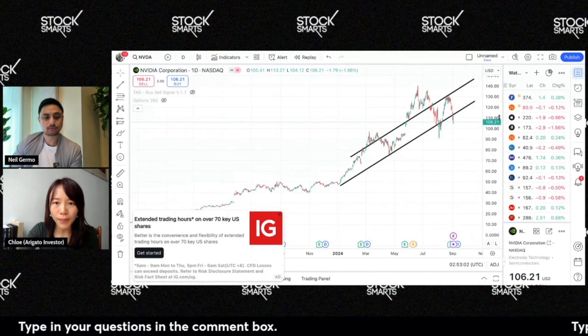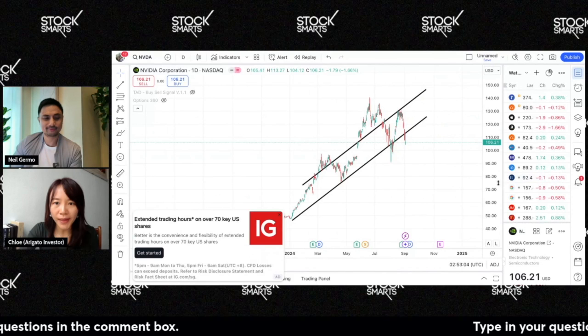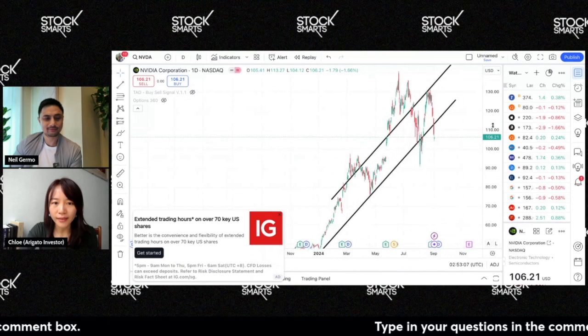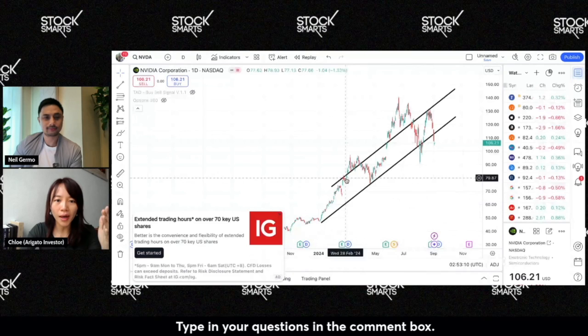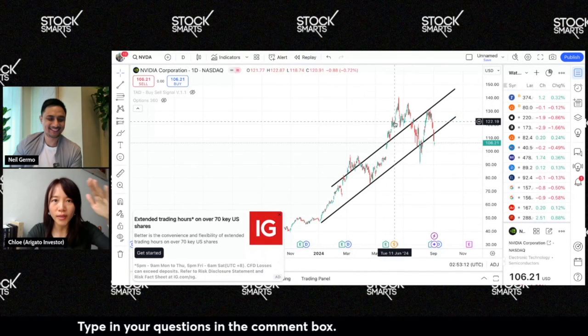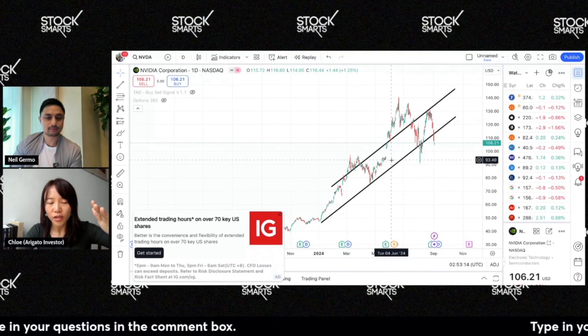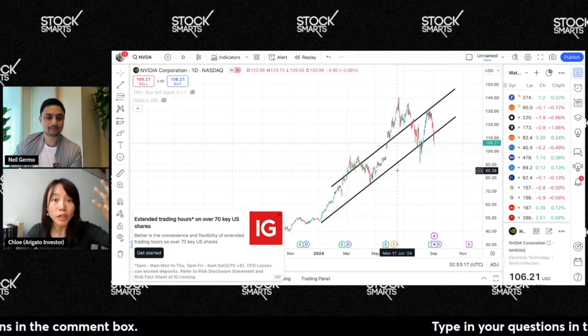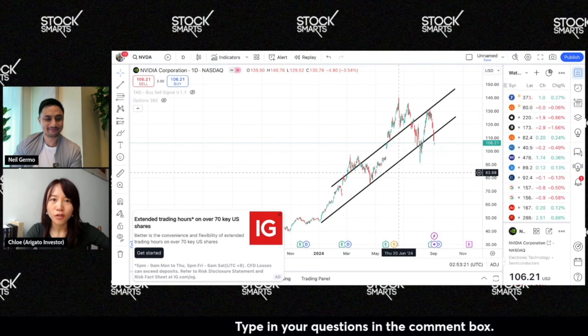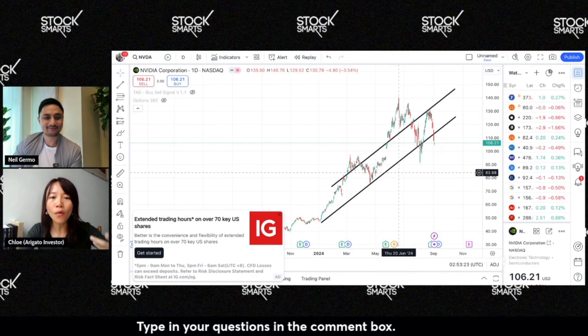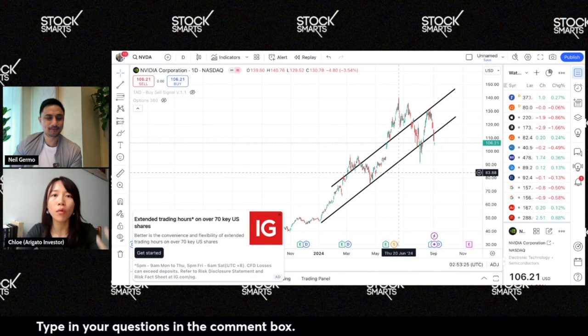So if I expand it a little bit for you guys to see it clearer, you can see that the stock price doesn't move in a straight line. It can go up and then come down, right? So it's always moving within a range. So what we want to do as doing short-term trading is draw out the chart range, like how the stock price is moving most of the time.